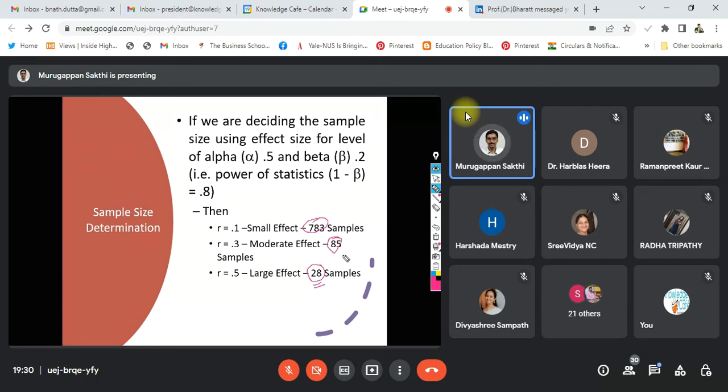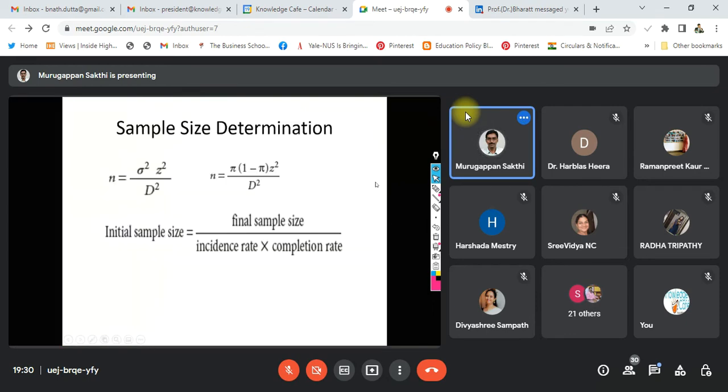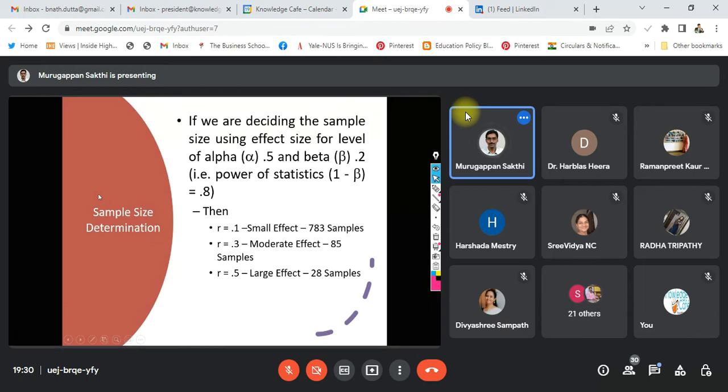This is one approach. The previous one, what I have shown, is one approach. Either this approach or the effect size approach, either one of these you can apply, or both you can apply, and you can decide the sample size. Scientifically, if you have decided the sample size, everybody will recognize your research output. Otherwise, the output will be questionable.